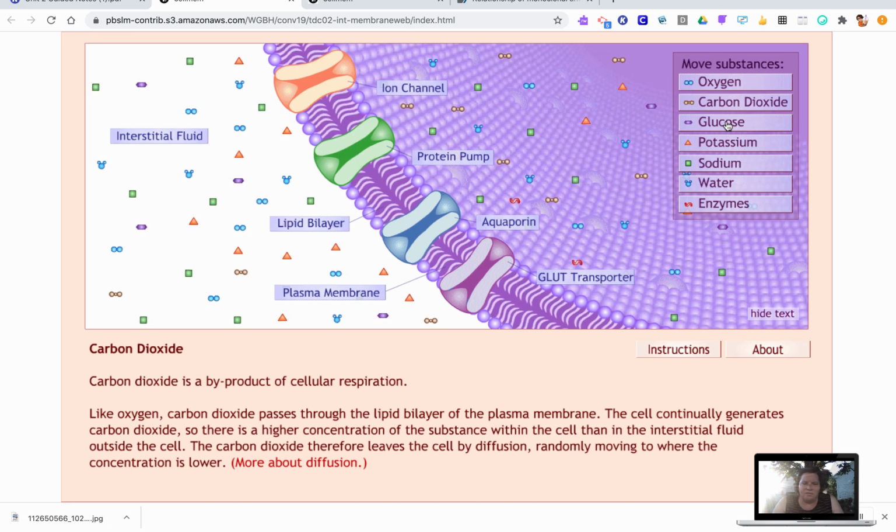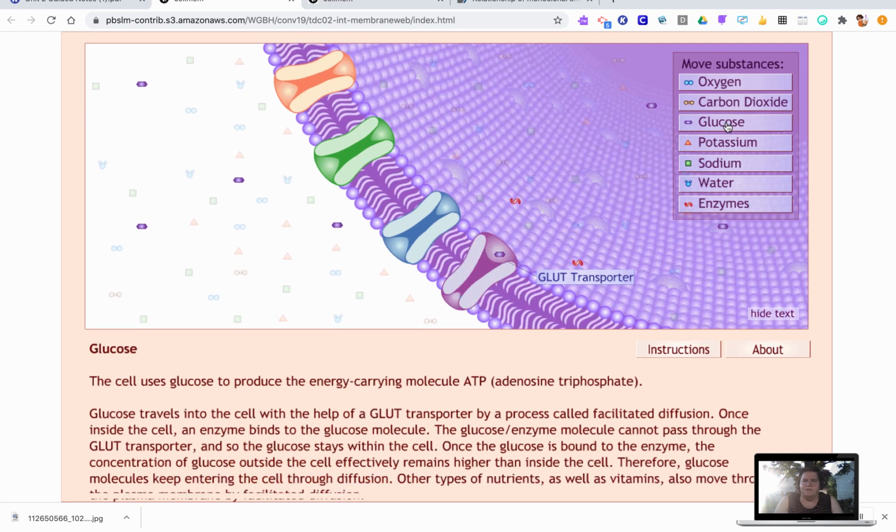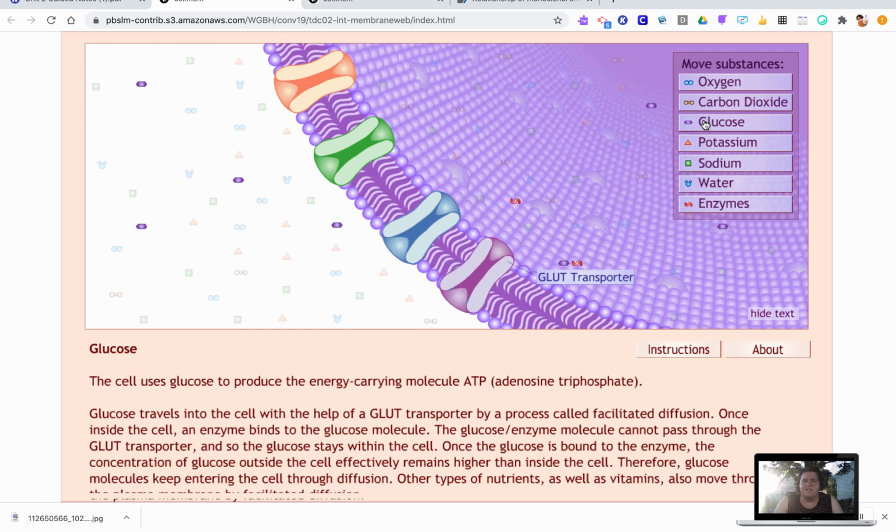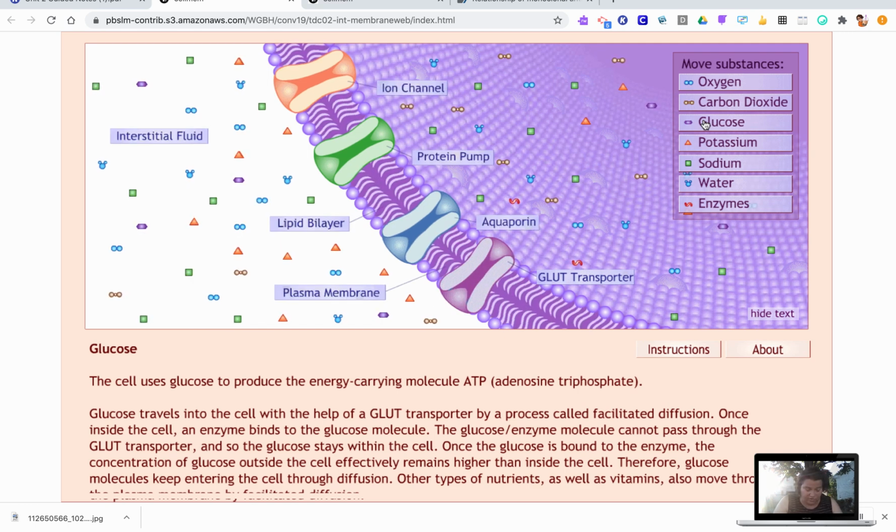Let's look at glucose. Glucose is kind of big. It's also kind of polar. So glucose needs a transporter to get through. It's still going high to low, facilitated diffusion.